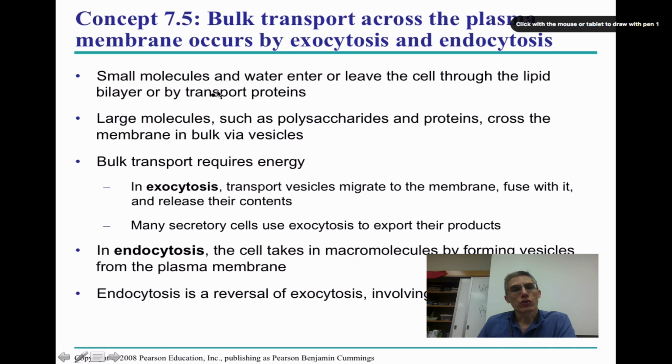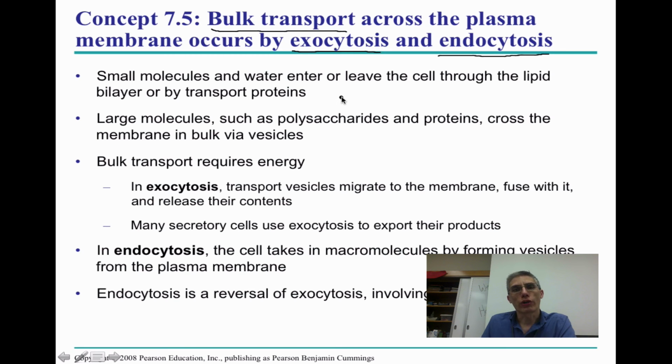Now, every once in a while, you're going to run across a cell that's going to need to bulk transport different types of materials across the plasma membrane. And this is going to occur by either exocytosis or endocytosis. Exo is going to be out and endo is going to be in.